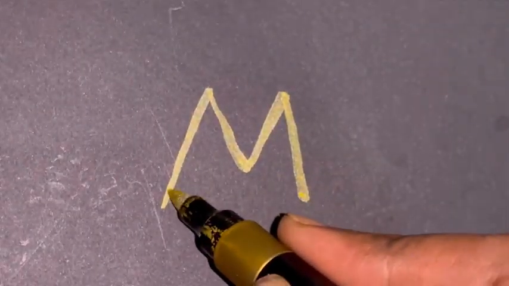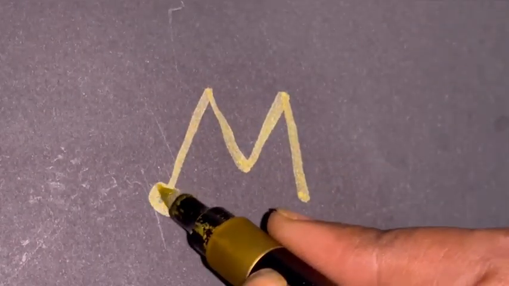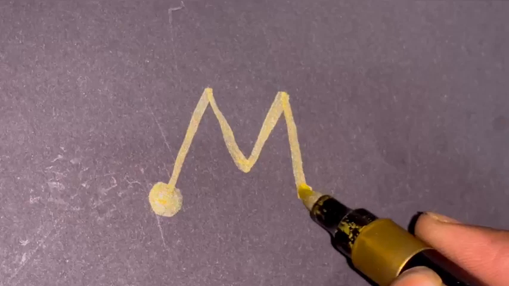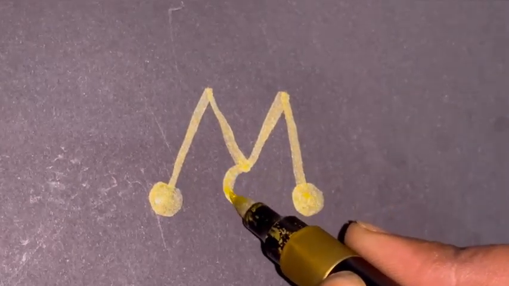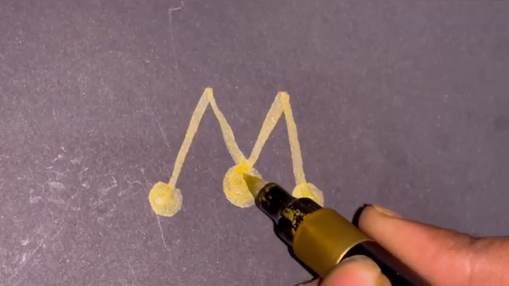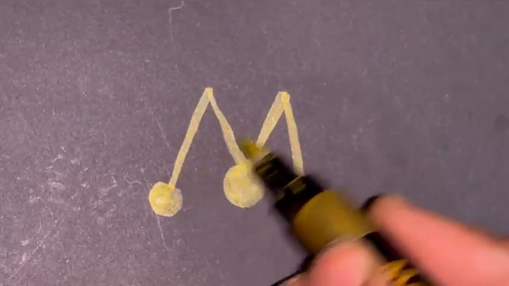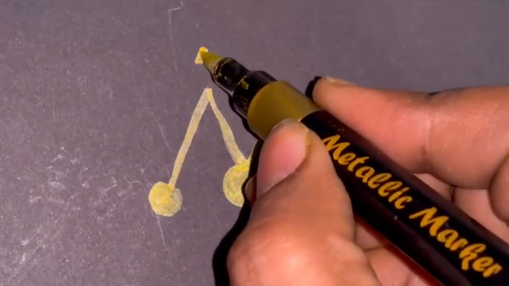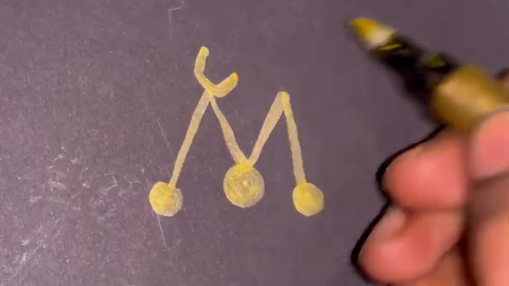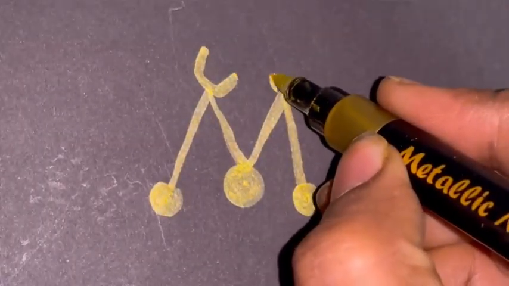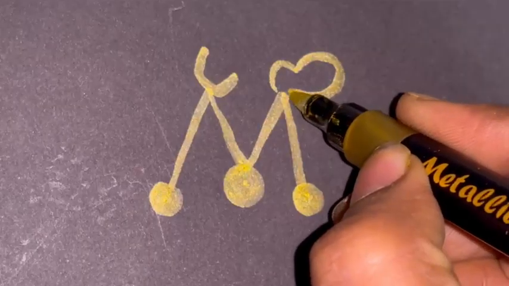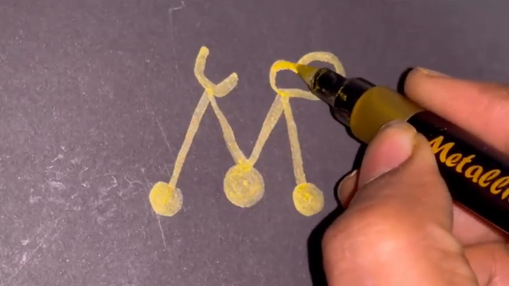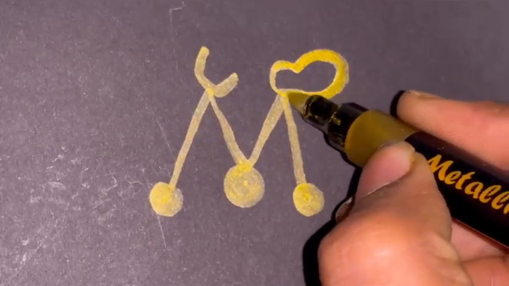Then add 2 small circles on the 2 corners. A little bit bigger circle on the middle. Add handle on the top of one corner of them and seat of the bicycle on the another corner of them.